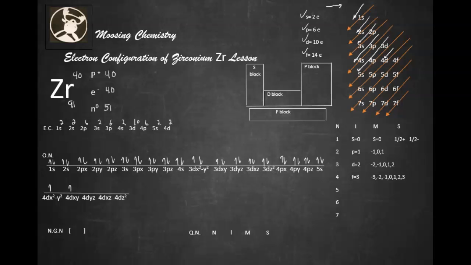What about noble gas notation? Well, the nearest noble gas to zirconium is going to be Kr.